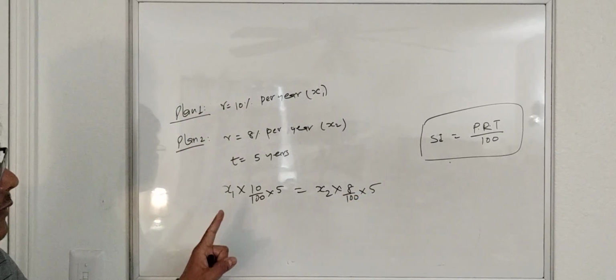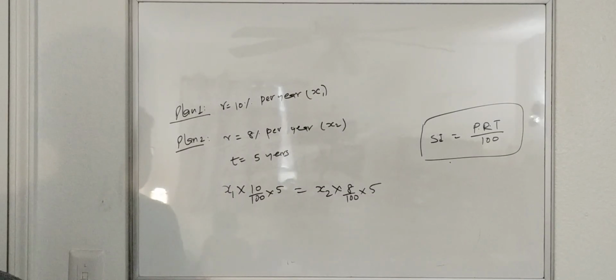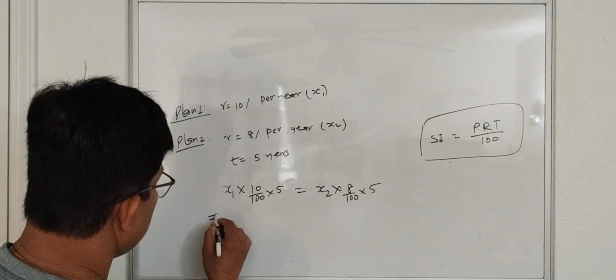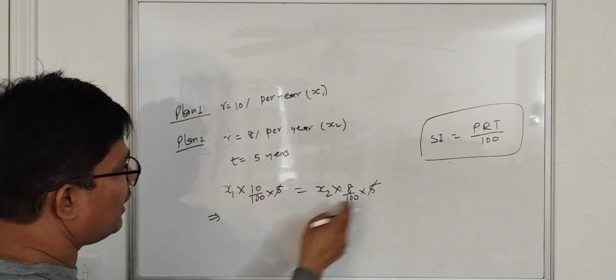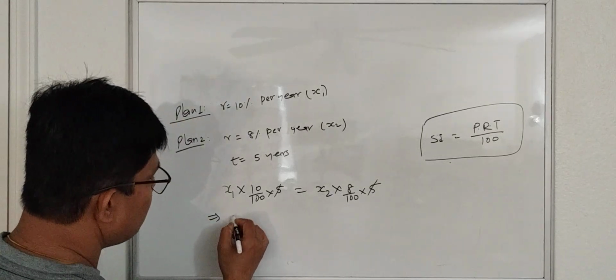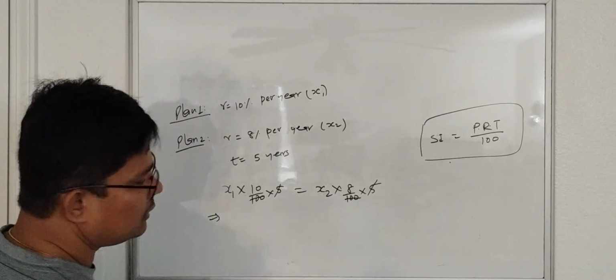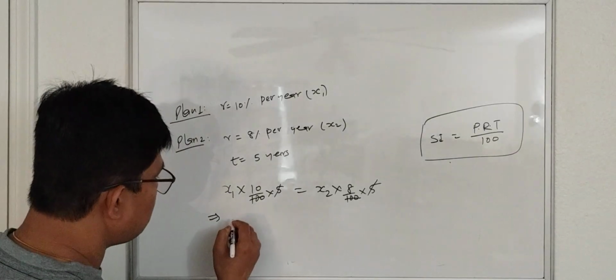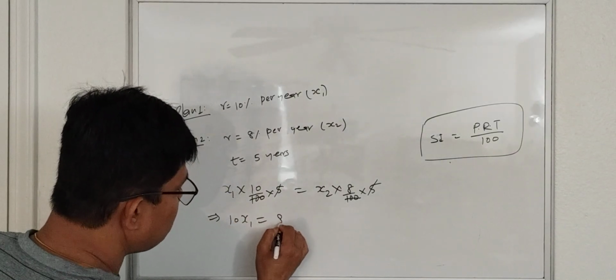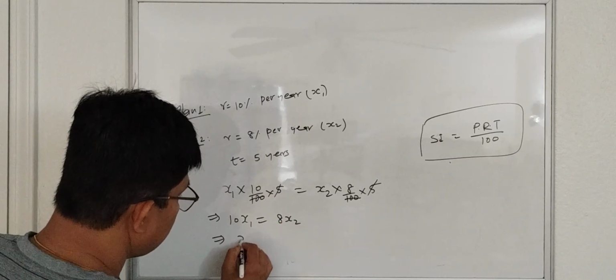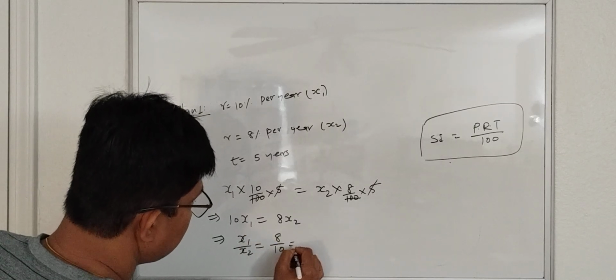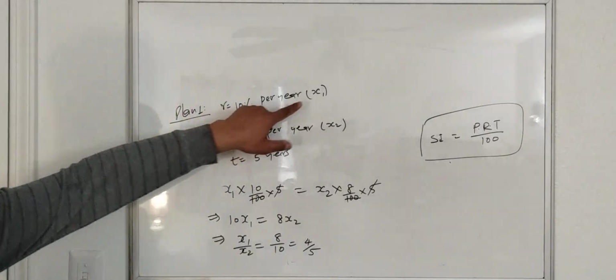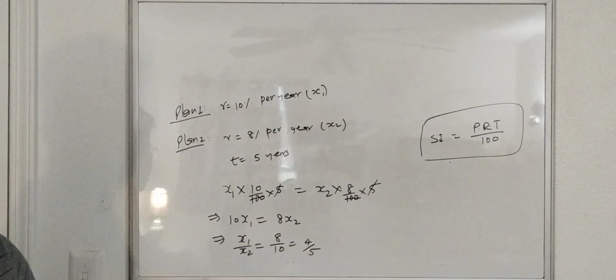So the question will be asking you, can you find the ratio between the two amounts? So you can do that. 5 will be cancelled because you divide by 5 both sides. And 100 is both sides, 100 can also be cancelled because 100 divided by 100 is 1. So 10x1 is equal to 8x2. Now if you take the ratio, x1 divided by x2, which will be 8 divided by 10, which is 4 by 5. So the ratio of this amount to this amount is 4 by 5.